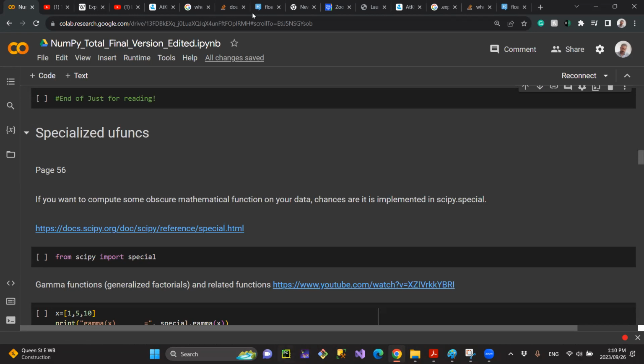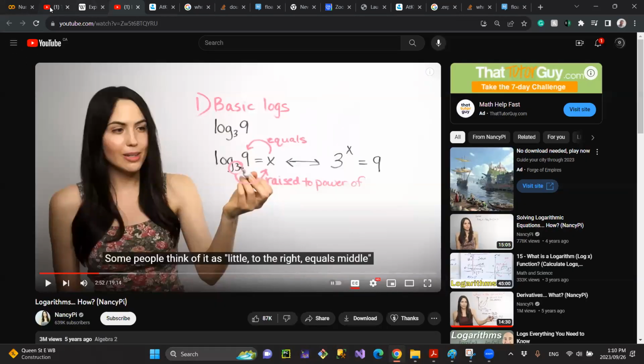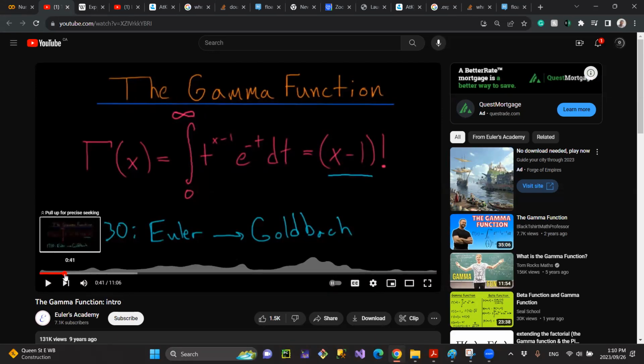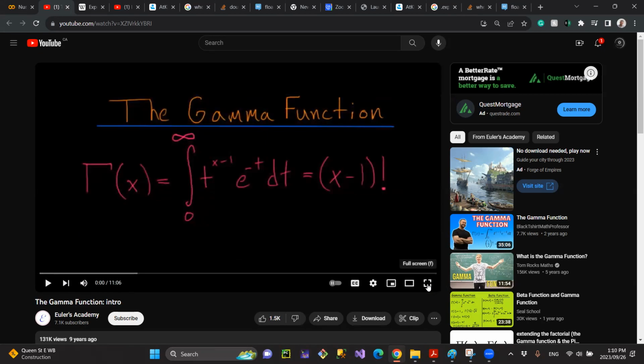Okay, how about this, guys? In the interest of time, let's move on. How many seconds do we have here? 41. Let's see, in 41 seconds, can we understand what gamma is?